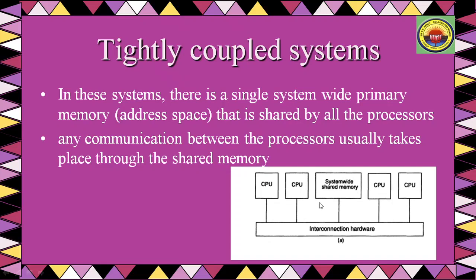So, whenever we write the value x is equal to 10, the other processor may read that value as x is equal to 10. And moreover, here they are connected via interconnection hardware. So, all the processors will have only one shared memory, one primary memory, and they are interconnected by interconnection hardware. Such a system architecture is nothing but tightly coupled systems.